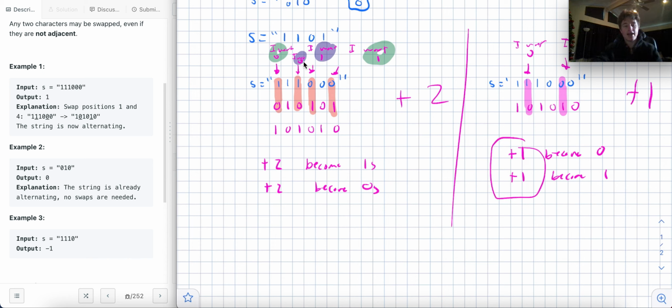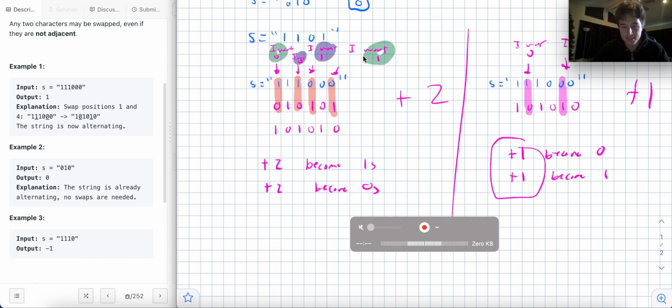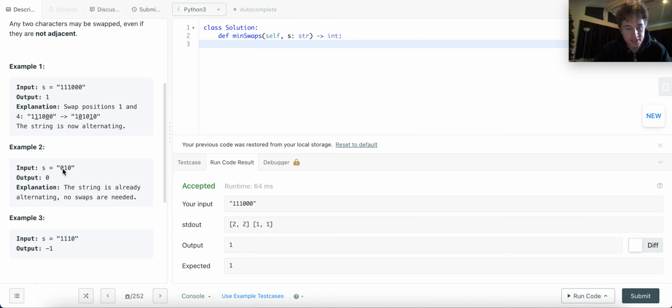So I have two configurations that would work with this system. And I have a +2 here and a +1 here. So the best idea would be to choose this +1, which gives you 1, 0, 1, 0.